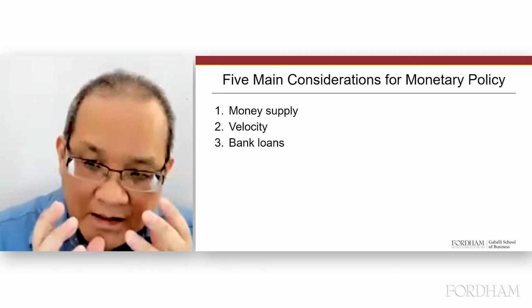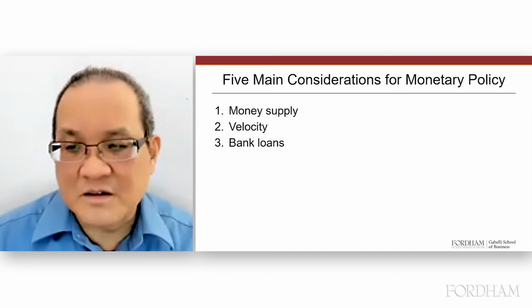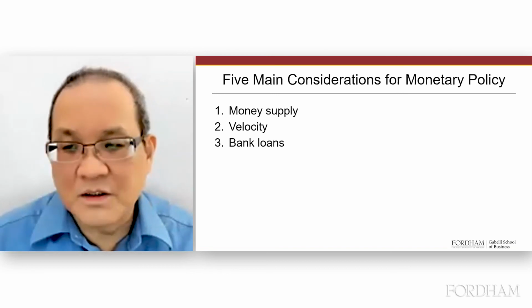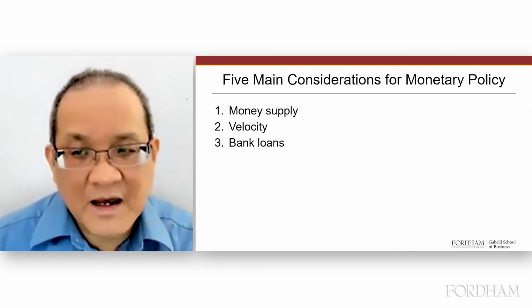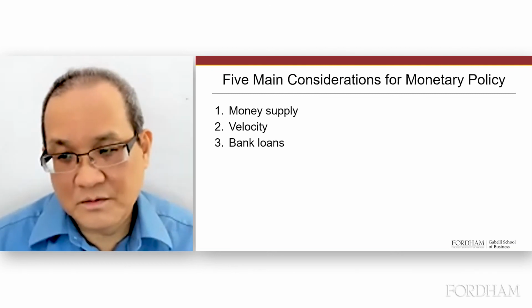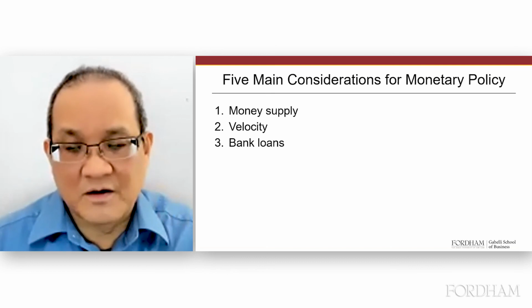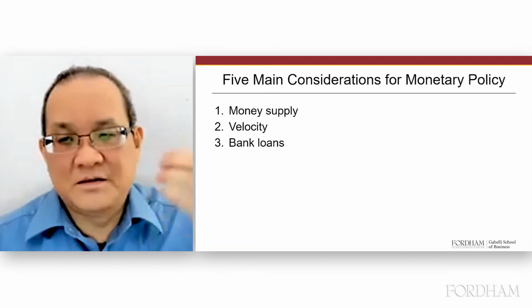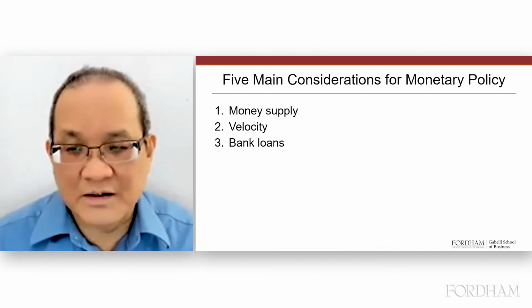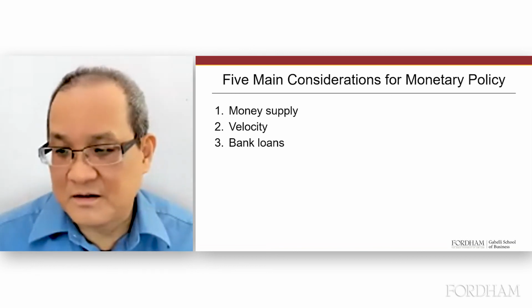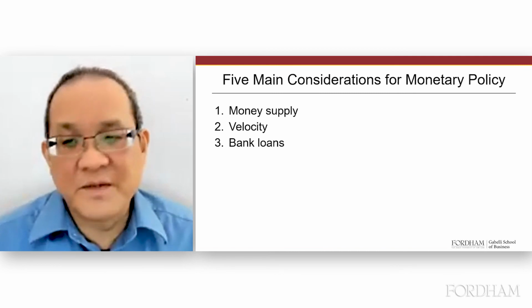Remember that within velocity, the major component is bank loans, right? The Fed cannot operate on its own to influence the economy. The Fed needs the banks to lend money. Okay? Otherwise, whatever the Fed is doing, it cannot transmit to the economy.